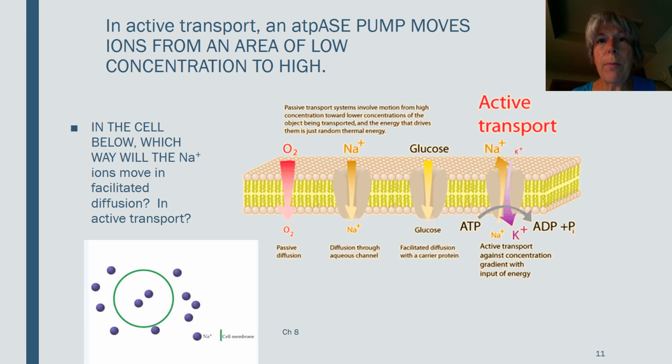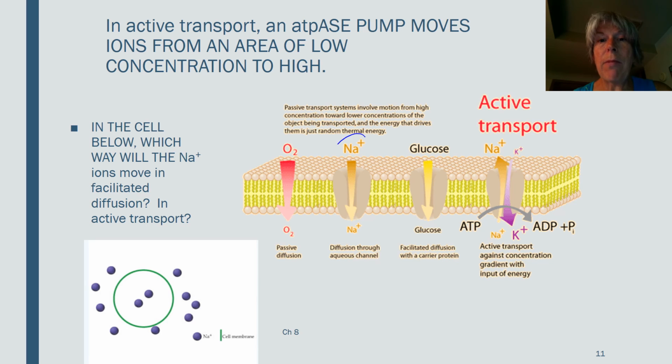You might notice in this picture that facilitated transport is called facilitated diffusion. Those terms can be used interchangeably. If you look at the cell in the little white box on the left, what we want to know is which way will the sodium ions move if we have facilitated diffusion, which is sometimes called facilitated transport. So I'll do that in blue. In facilitated diffusion or facilitated transport, the solute moves from high concentration to low, and the only reason it's facilitated is because it needs a channel to go through.